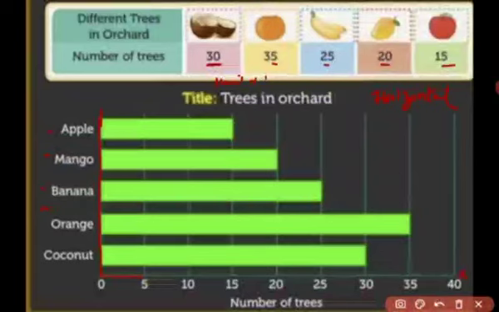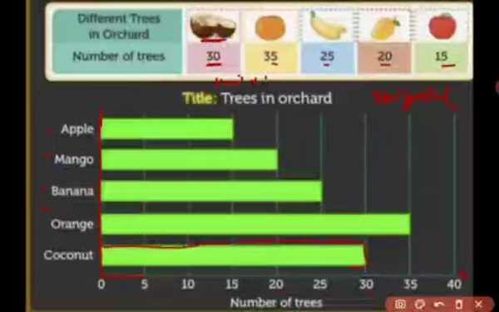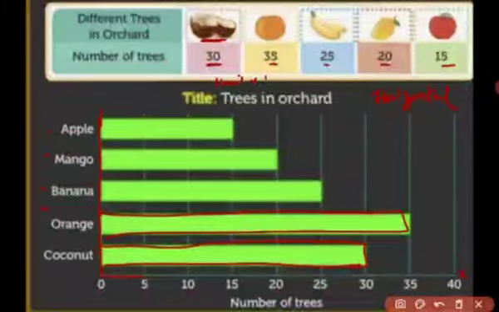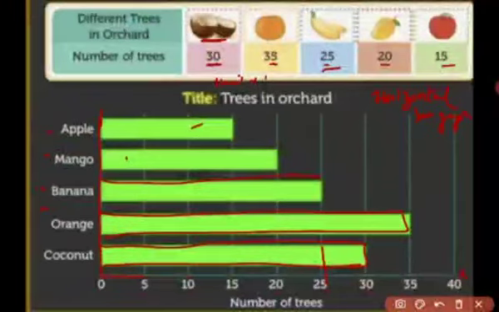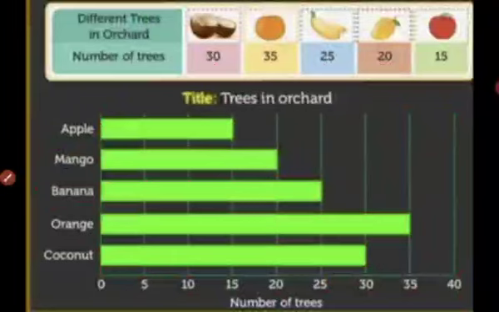So how many coconut trees do you have? 30. So I will draw this graph till 30, right? Similarly, orange it is 35, so I will draw till here, 35. Bananas it is 25, so till 25. Mango and apple. So this is how you represent it, this is a horizontal bar graph, you can see. Okay, now let me represent the same in the form of a vertical graph.